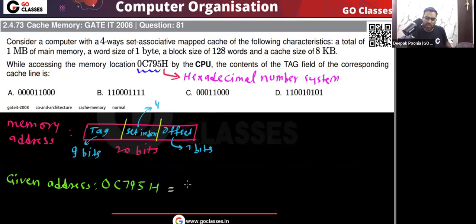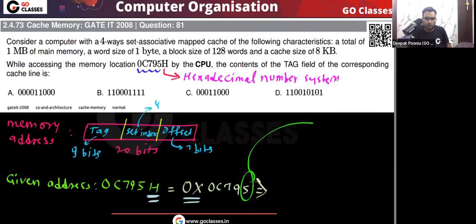Some people also write it with a 0x prefix, so either you can use the suffix H or the prefix 0x, and then write 0C795. Both are the same. Now let's convert this to binary. From hexadecimal to binary, the conversion is very simple. Every hexadecimal digit, we convert into a 4-bit binary number.